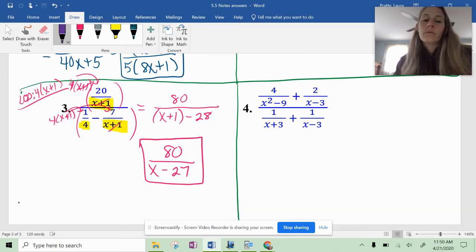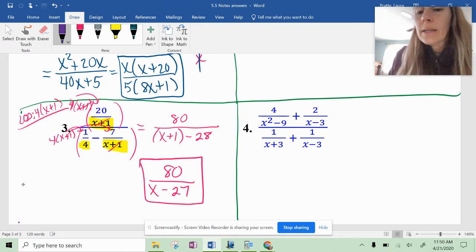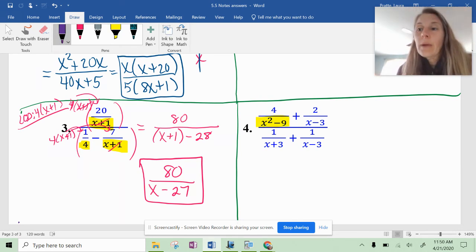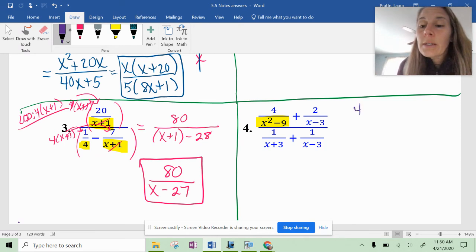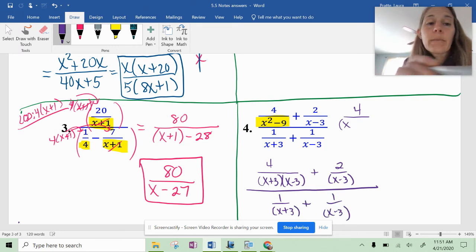All right, so let's take a look at number 4. So first thing I want to do is, again, this needs to be factored so that you know really what you're looking at, so you can help find your LCD. So this is 4 over, actually, I'm going to write it over here. 4 over x plus 3 times x minus 3. And then this one we know is 2 over x minus 3. And that's all over 1 over x plus 3 plus 1 over x minus 3.